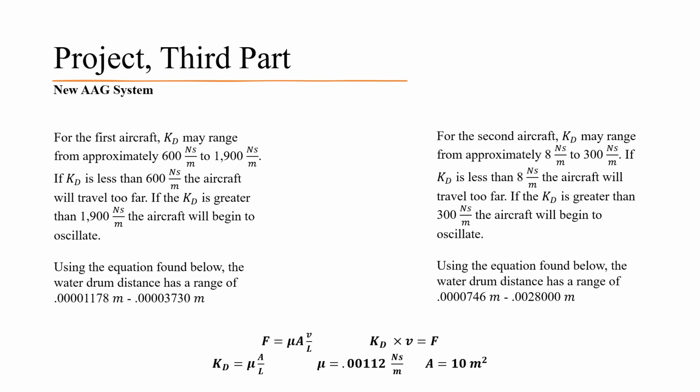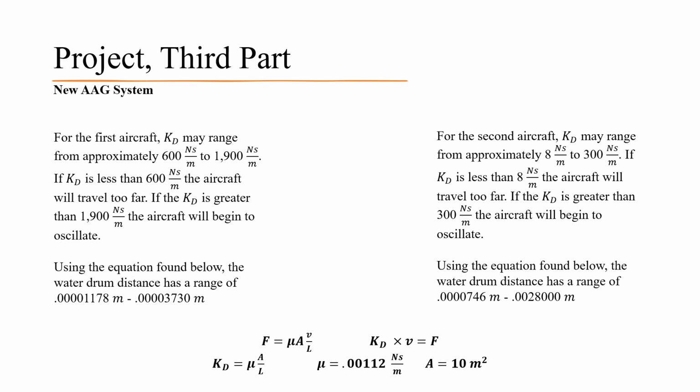Using the equations found below, it was determined that the water drum distance has a range of 1.178 times 10 to the -5th meters to 3.73 times 10 to the -5th meters.